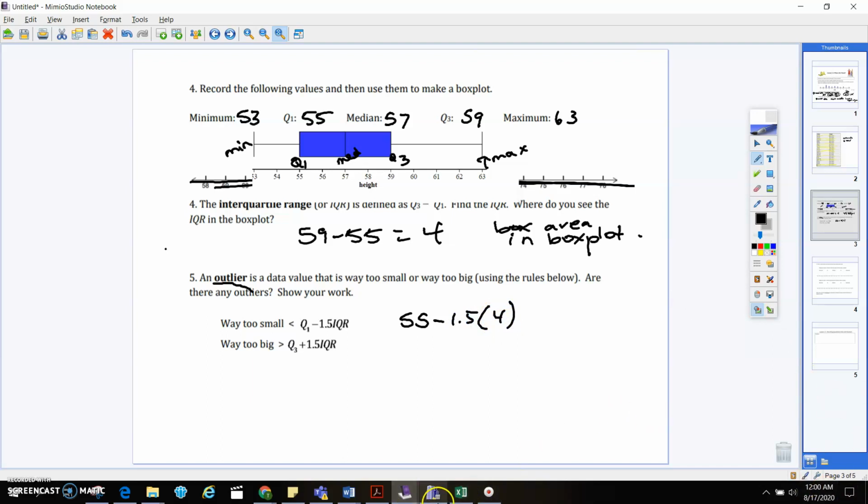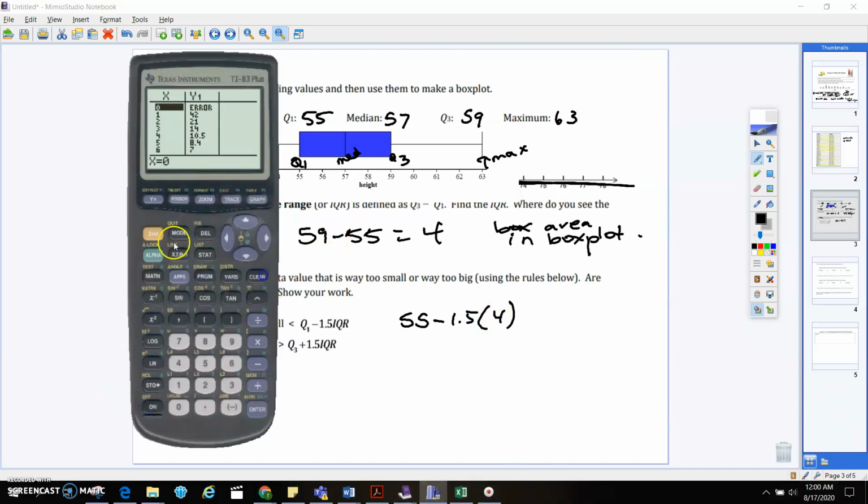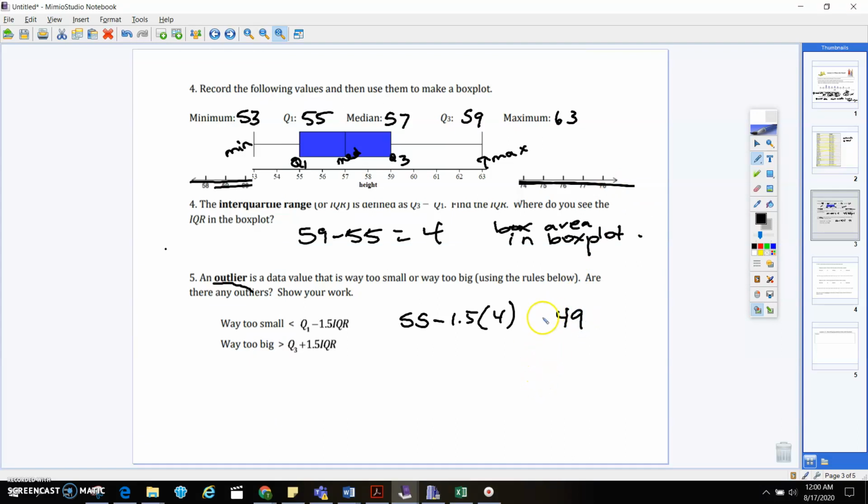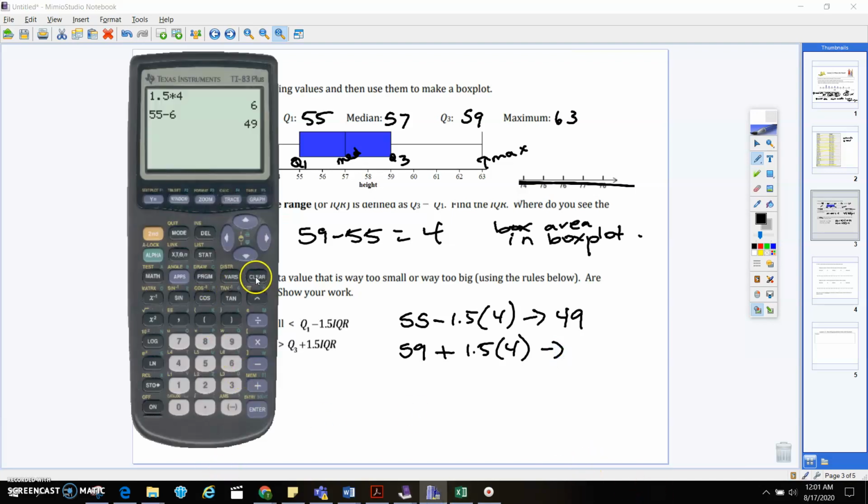Okay, so we're going to go into our handy dandy calculator because it's really late at night and my brain hurts. 1.5 times 4 is 6. So we have 55 minus 6, and that's going to give us 49. Then you're going to find Q3, which is 59, and add 1.5 times the IQR. Again, using my calculator because it's late and I'm tired, 6 plus 59 gives us 65.